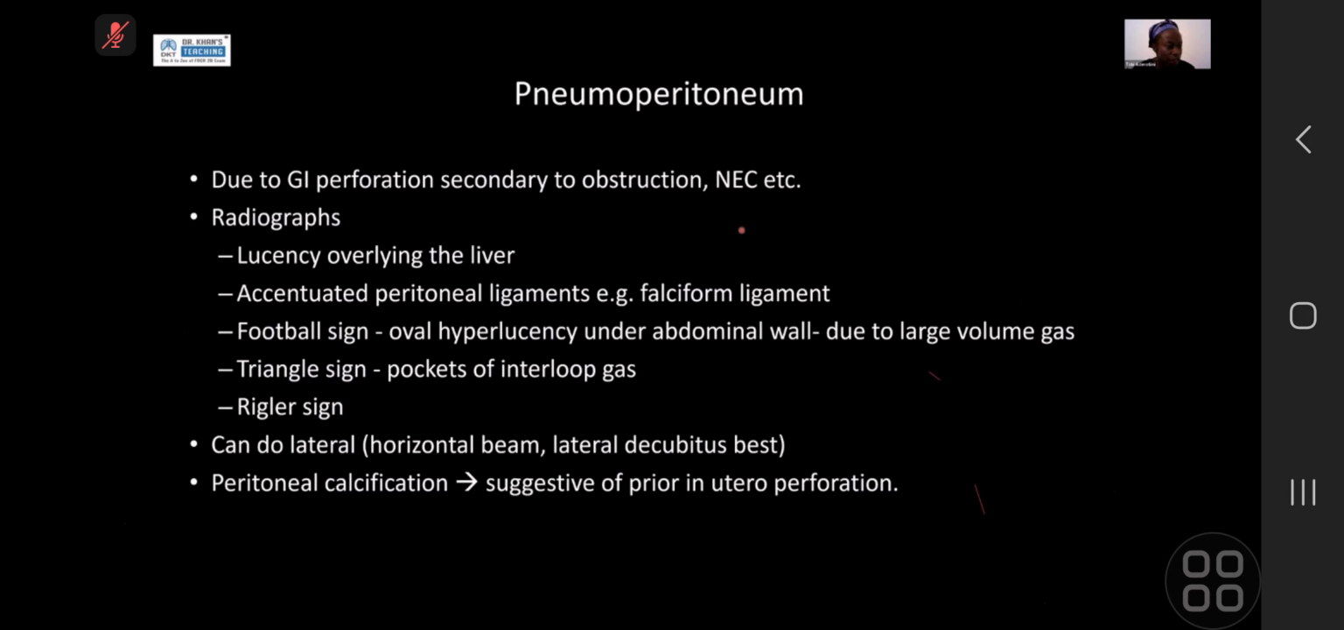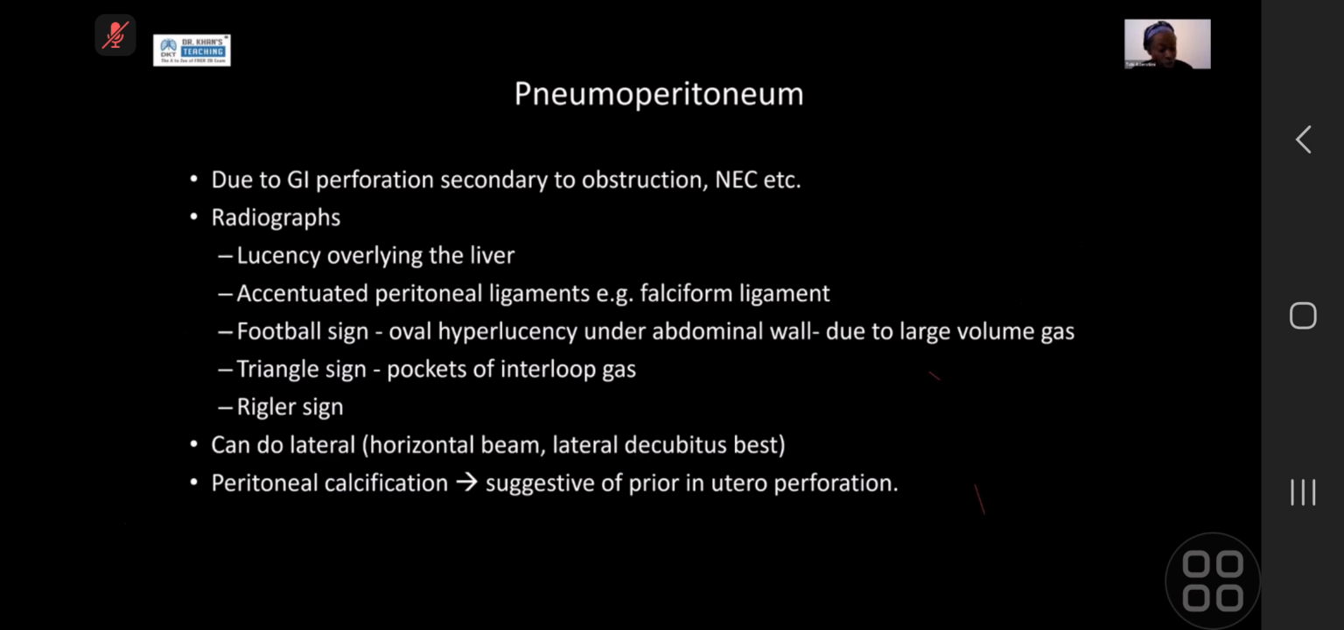So on the radiograph, we're looking for lucency overlying the liver. It also will then accentuate peritoneal ligaments. So sometimes you'll see the falciform ligament in the liver outlined by the gas. You'll see the football sign, which we saw in the first case, which is an oval hyperlucency, which sits underneath the anterior abdominal wall. And that's because you've got such a large volume of gas, it just rises and sits underneath the abdominal wall. You'll see triangle sign, which is pockets of interloop gas, which we've seen on 2 of the cases, and wriggler sign, which is where you see both sides of the bowel wall.